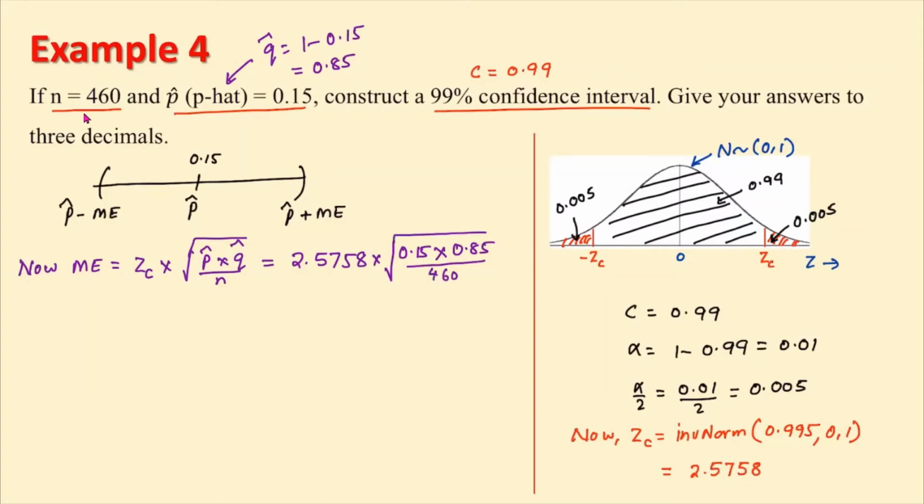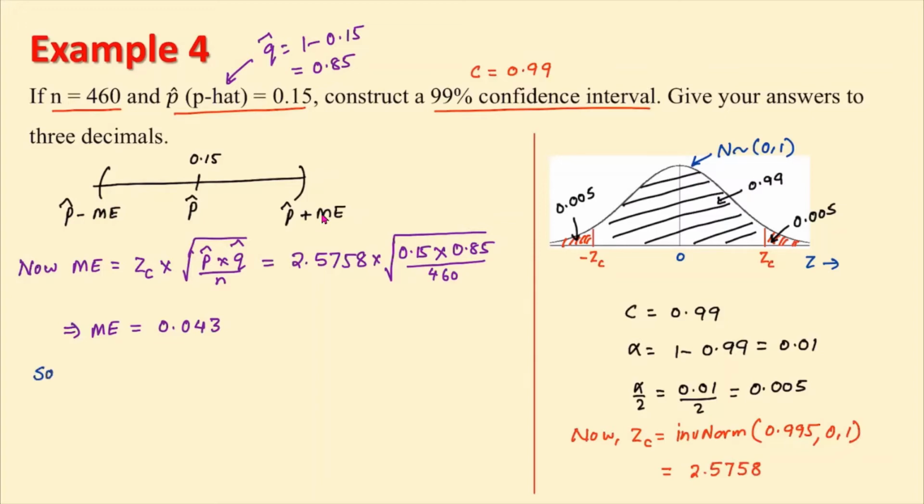So this implies your margin of error is equal to, now we need to simplify this using a calculator, and if we simplify we get 0.043. I'm writing up to 3 decimal places because that's what is asked in the question. So margin of error is 0.043. But we are looking for the confidence interval, that is, we need to find the lower boundary and upper boundary for the interval.